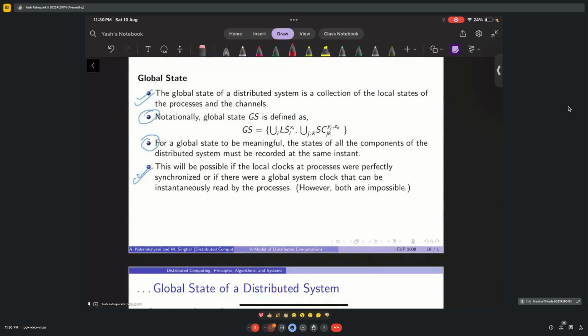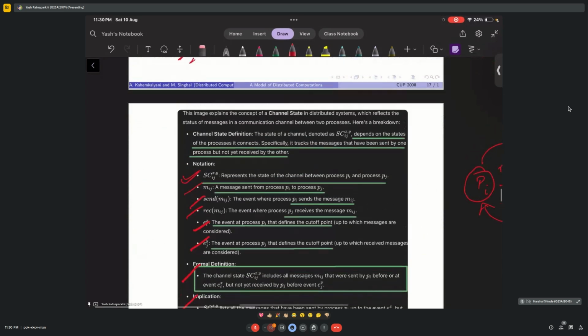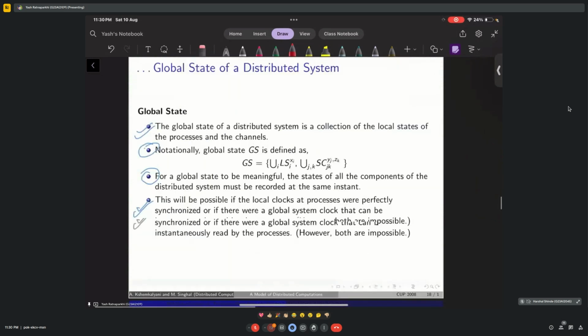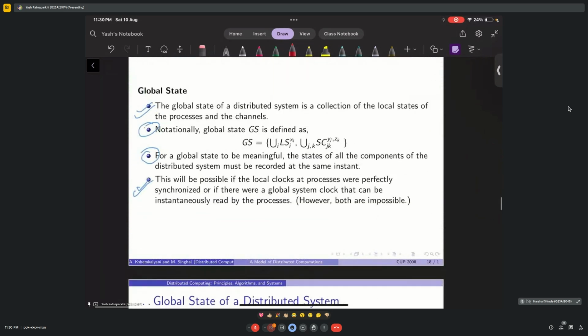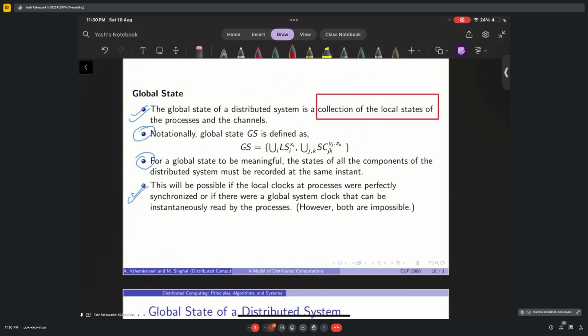So what is a global state? Now we understood local state, we understood the channel state. The only thing coming now is the global state, and it is fairly easy. Global state is a collection of all the local states. Clear hai? So what is it? The union of all the local states and all the channel states. The union of both will be a global state.